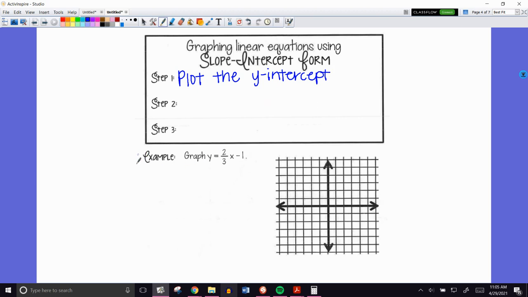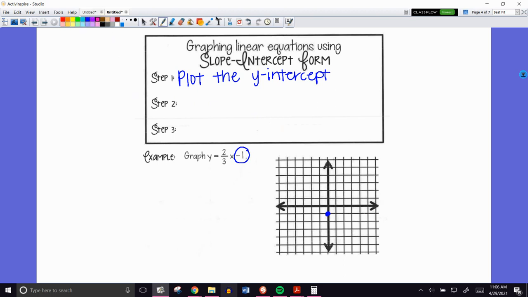Okay, so here's our first example. We're going to do the steps and do this together. So step 1 is to plot the y-intercept. If we look back at our previous examples, the number after the x is my y-intercept. So on my y-axis, I'm going to plot my -1. Okay, that's how I'm going to start.